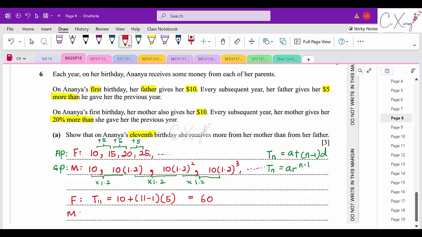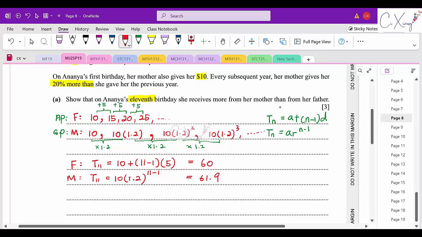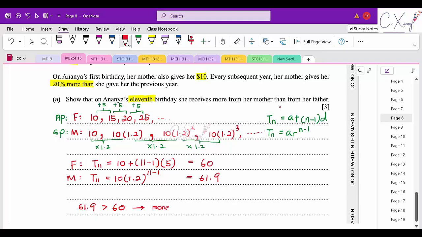How about the amount given by the mother? For the mother, it is a geometric progression. To apply the formula, a is also 10. r is the common ratio, the value that we multiply every single year. So it should be 1.2 to the power n minus 1. So n is 11, minus 1 is 10. By using the calculator, you will get a value of 61.9. I think it is very obvious that she received more from her mother than the father, right? So you can write 61.9 is more than 60. Therefore, the money given by the mother is more than the father.